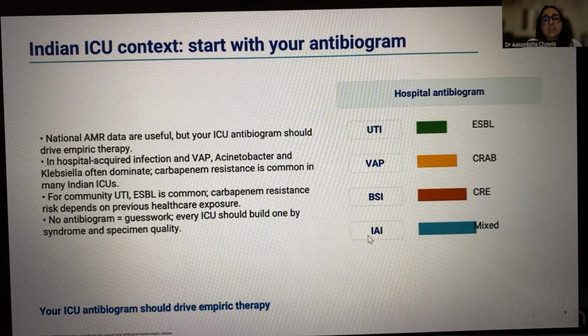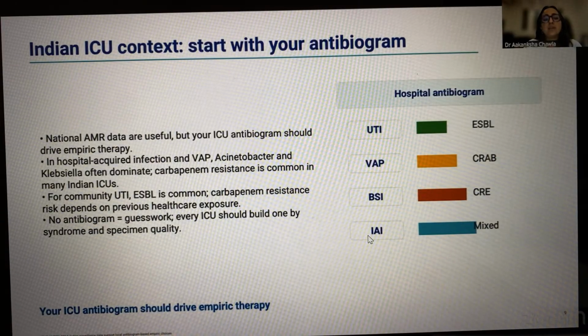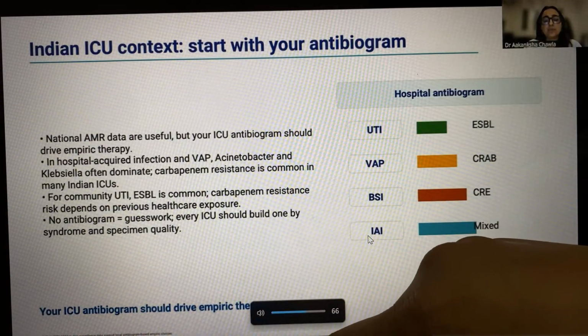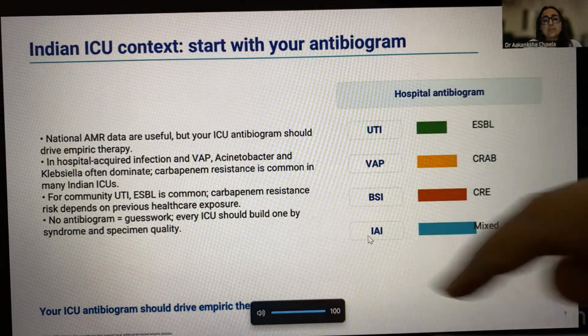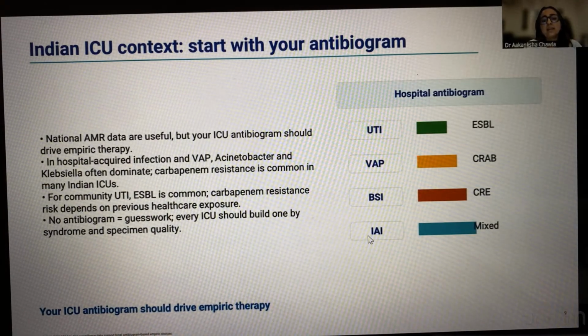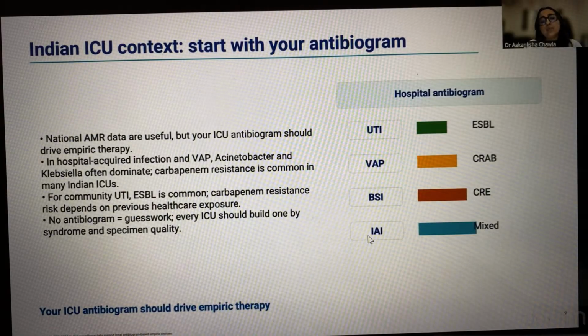Now we have very large national antimicrobial resistance data, but it is your ICU antibiogram that should help you derive the empirical therapy. Because in hospital acquired infections, as well as ventilator associated pneumonias, Acinetobacter and Klebsiella often predominate. And carbapenem resistance, we all know, we see quite commonly in the Indian ICUs. So your empiric antibiotic therapy would largely depend on your ICU antibiogram, and you must always keep that in mind and consider that before actually choosing the empirical therapy for your patient.